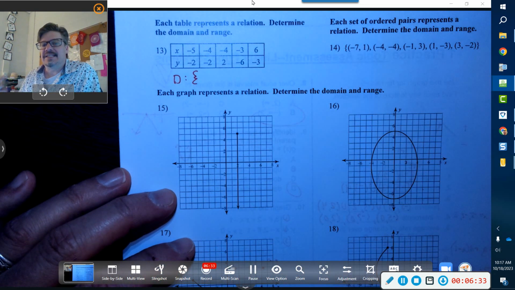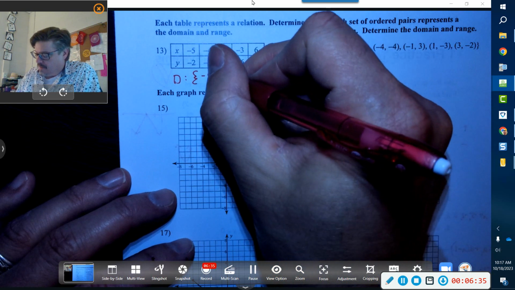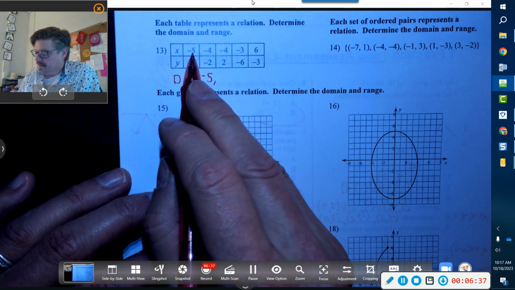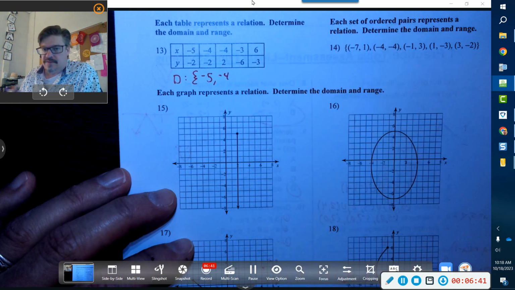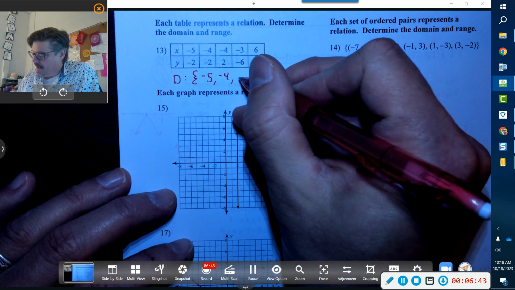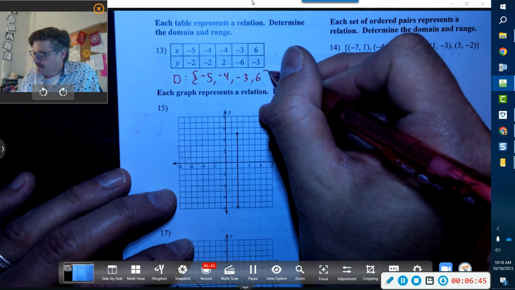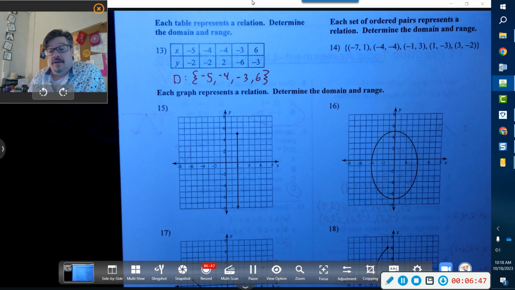So your domain would look like this. It is the list of numbers. So negative 5 is my x value. Looks like negative 4, but I only list them once. Then I have negative 3 and 6. That is my domain. Notice that they're listed, and I put a capital D to say that it is the domain.